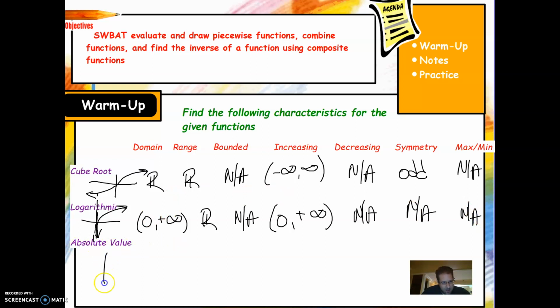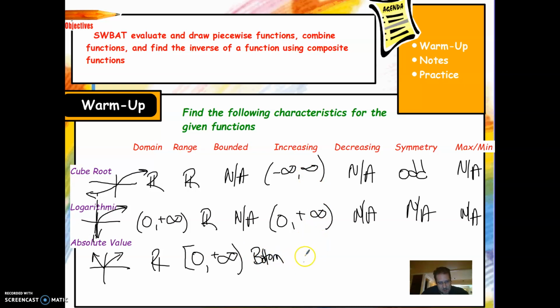So absolute value is when the function looks like this. Its domain is all real numbers. Its range starts at 0, which is included, and it goes towards positive infinity. You can't include infinity, though. It is bound on bottom.